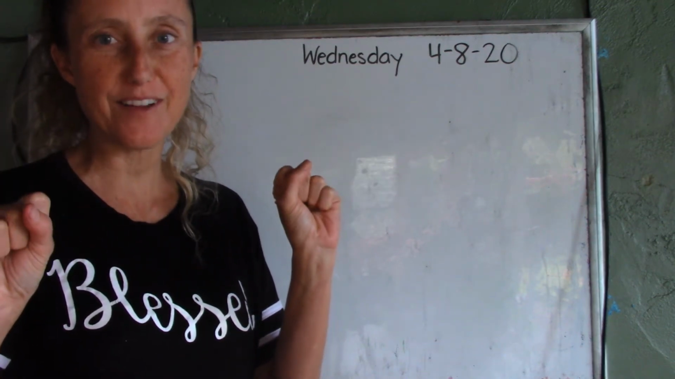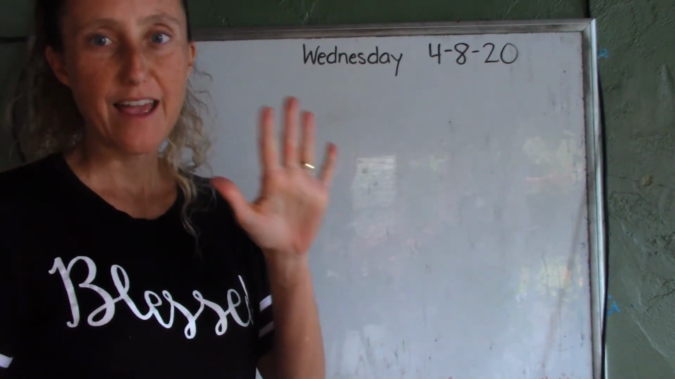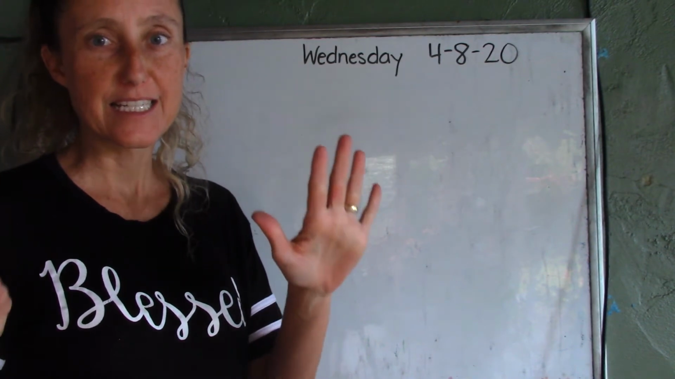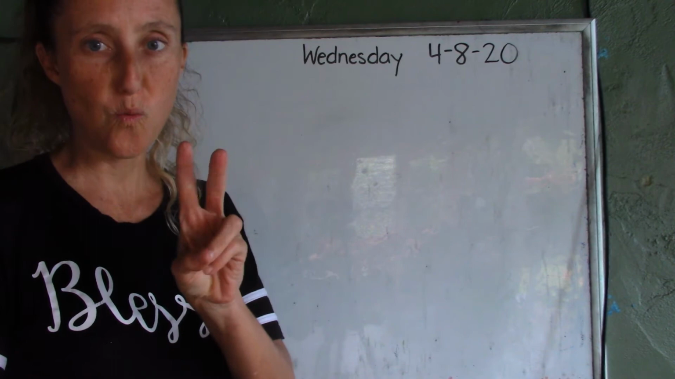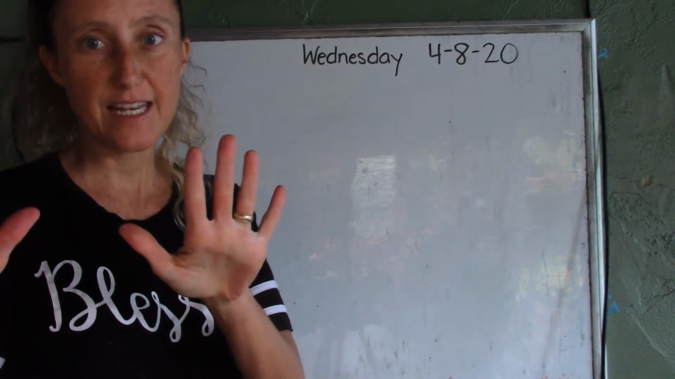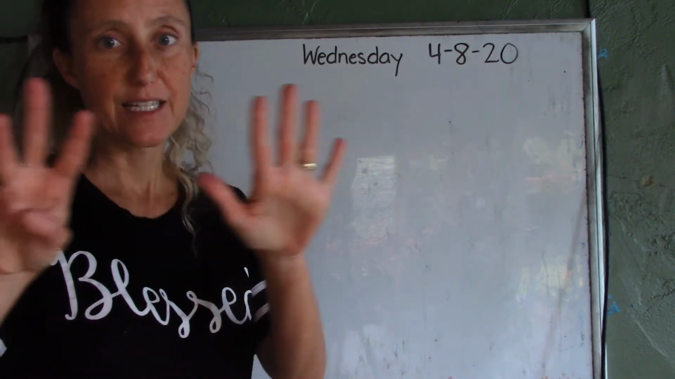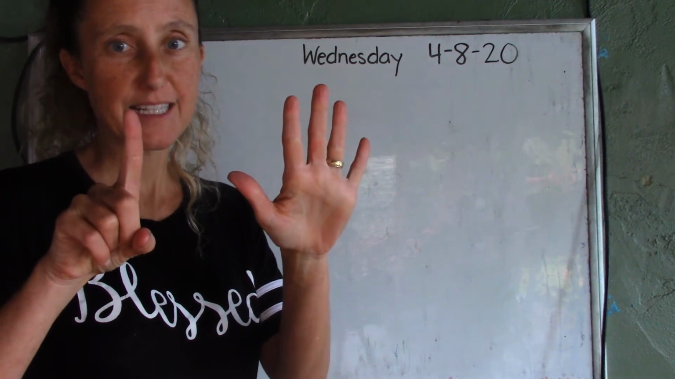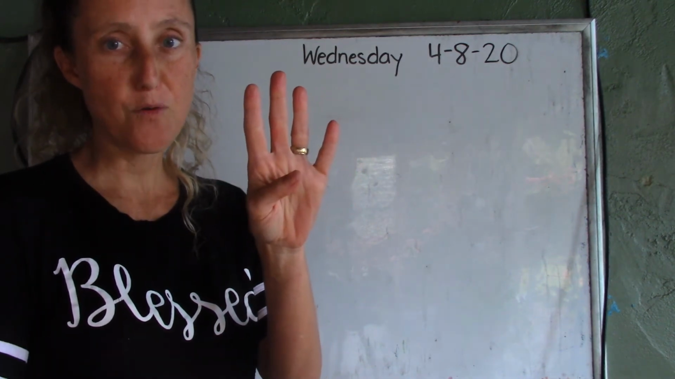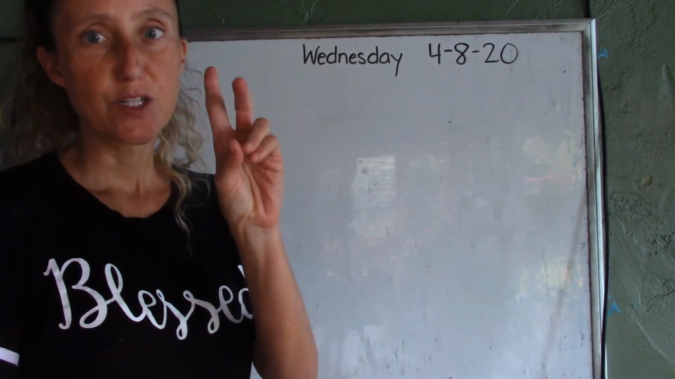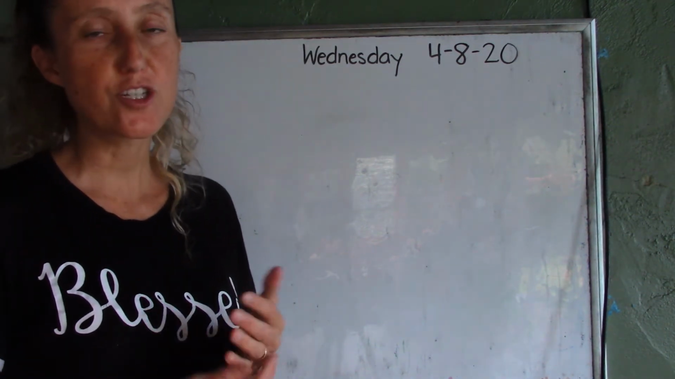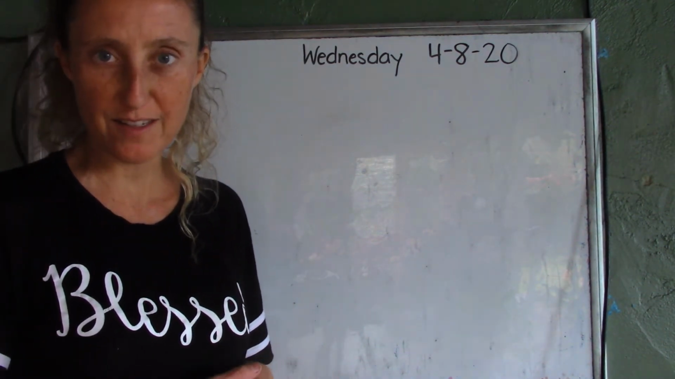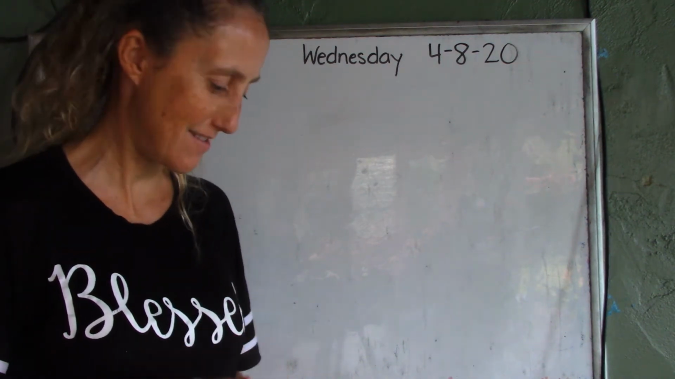Let's go backwards. Ready? 20, 18, 16, 14, 12, 10, 8, 6, 4, 2, and 0. So those are our 2s. Are 2s odd or are 2s even? Right, they're even. Good job.